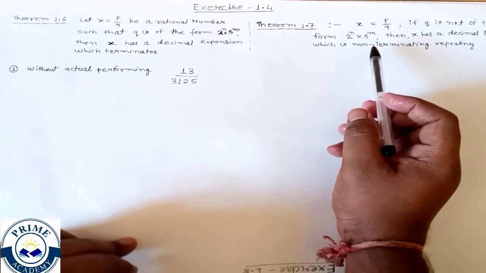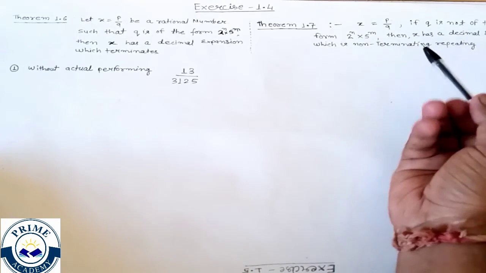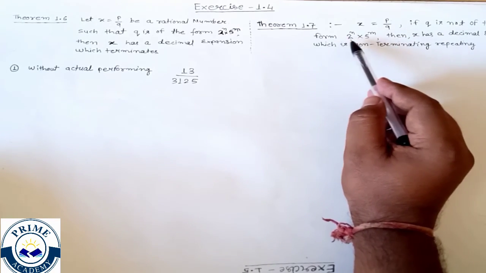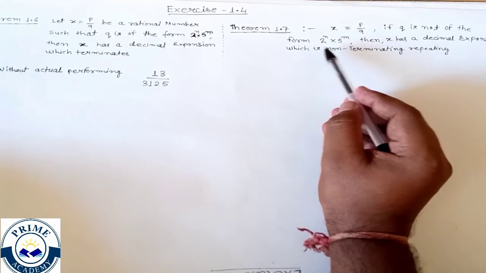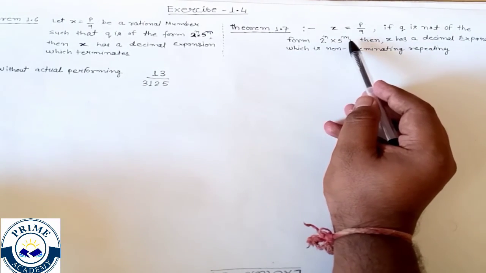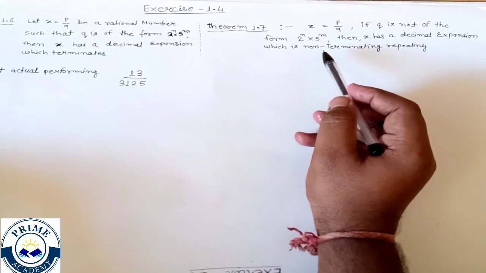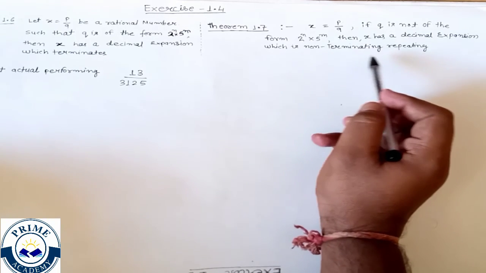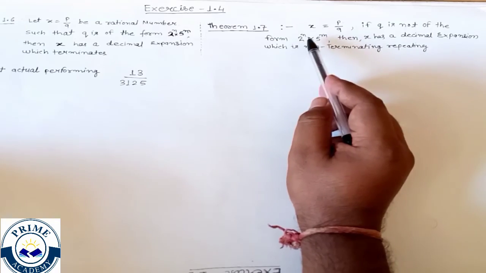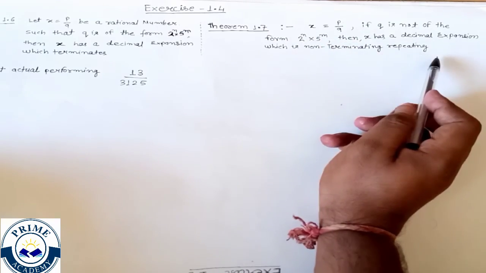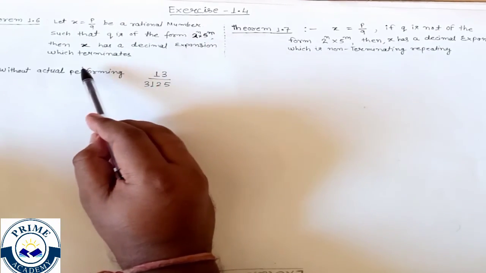What it says is that x is equal to p by q, and if your q is not in the form of 2 to the power n and 5 to the power m, then x has a decimal expansion which is non-terminating, right? So if your q is not in this form, then this is called non-terminating repetitive. If your q is in this form, then it is called terminating.